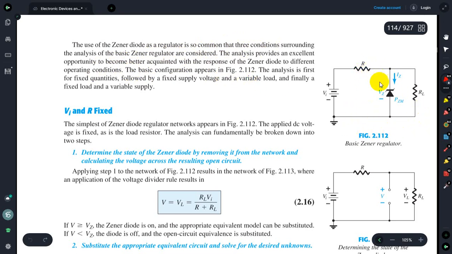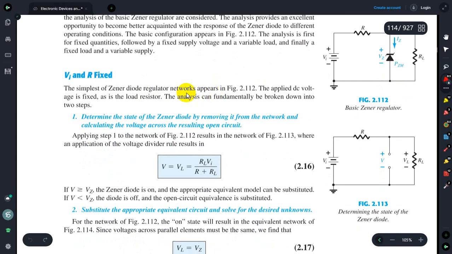This is the series resistance R with the input voltage source. This is the zener diode, and this is the load resistance RL. This is the basic configuration. The analysis is first for fixed quantities, followed by a fixed supply voltage and a variable load, and finally a fixed load and a variable supply.